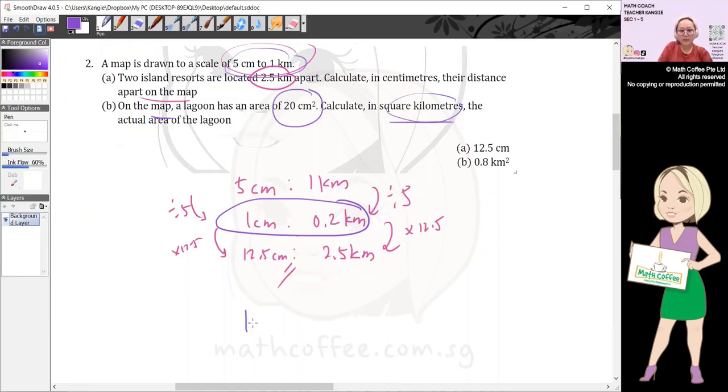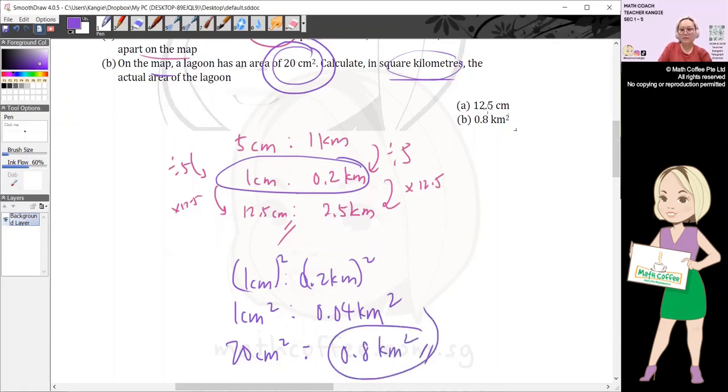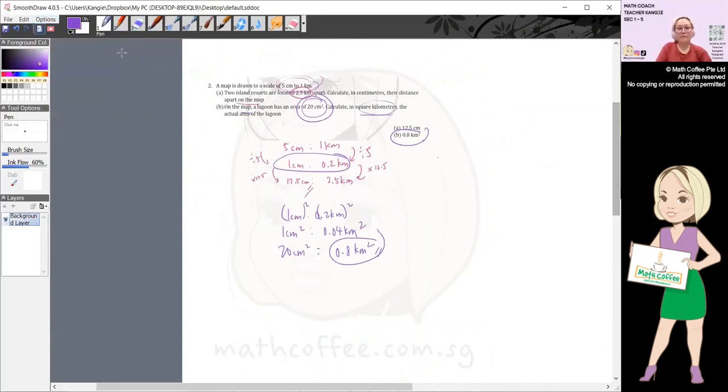So I'm going to take 1 cm, 0.2 km, and then after that, you got to square both sides. Square both sides. So this one definitely is 1 cm square. And then 0.2, you square it, you'll get 0.04. Then after that, this one on the left-hand side, this one easy, just times 20. And straight away, you get the answer, which is 0.8 km squared. Done. Okay. This is still warm up.